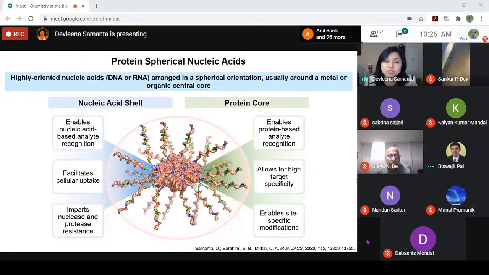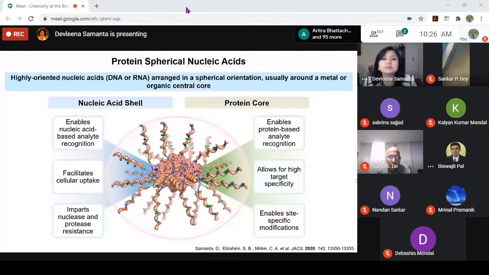And importantly, this dense arrangement of the DNA imparts resistance to the nucleases that I talked about in the previous slide. So the enzymes that chop up DNA, it turns out it prevents this structure from getting degraded as fast. And it also prevents the protein from getting degraded by proteases.